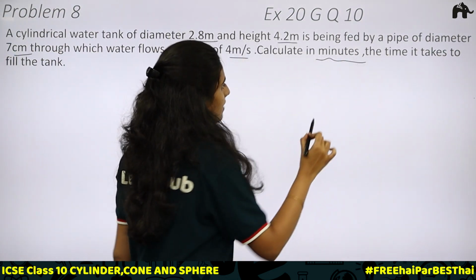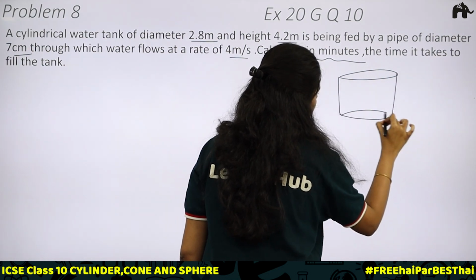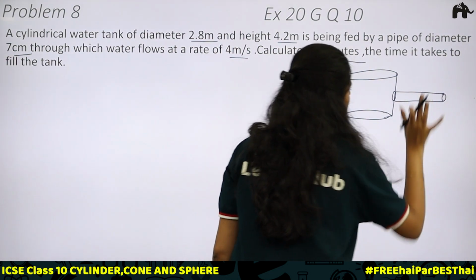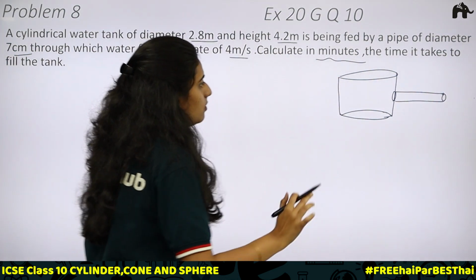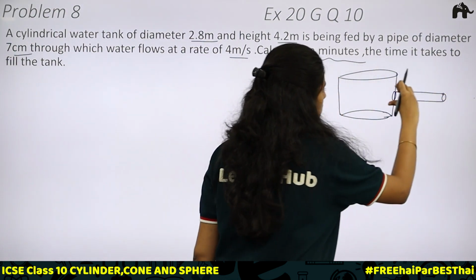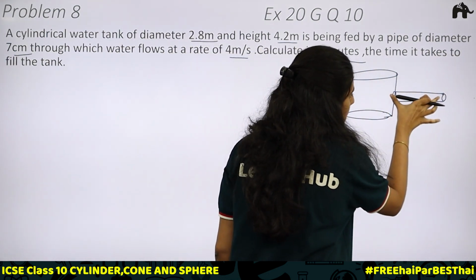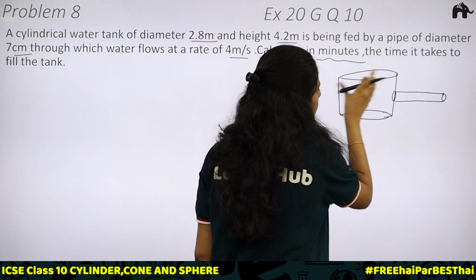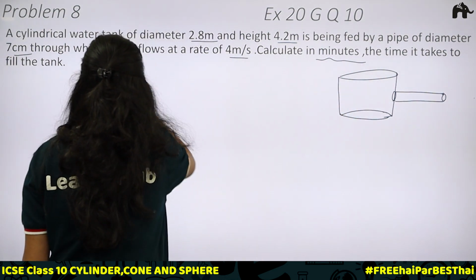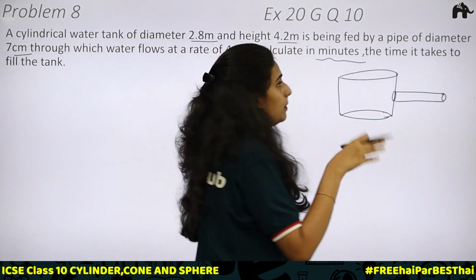Here we have a cylindrical tank. This cylindrical tank is being filled with a pipe. Pipe is cylindrical in shape. Okay. So, water starts flowing from here and it reaches till here. After which the water is fed into this water tank. Okay. So, the volume of water in this pipe will be equal to the volume of water in this entire cylindrical tank.